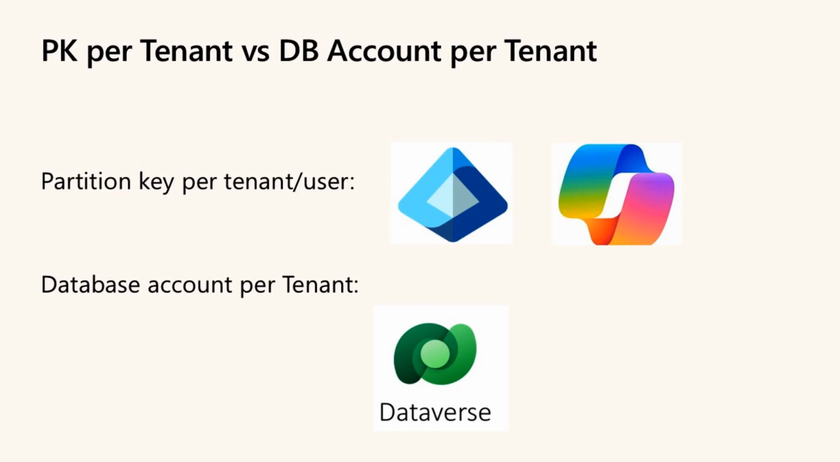In Azure Cosmos DB, there are two primary patterns for tenant isolation: using a partition key per tenant or provisioning a separate database account per tenant. With the partition key approach, all tenant data resides in a single container, partitioned by tenant ID, often with a hierarchical key structure to support large tenants and efficient data distribution. This model is ideal for scenarios where strong isolation isn't critical and cost efficiency is a priority, as throughput is pooled and shared across tenants. Many Microsoft ISVs use this model for B2C and B2B applications with smaller tenants.